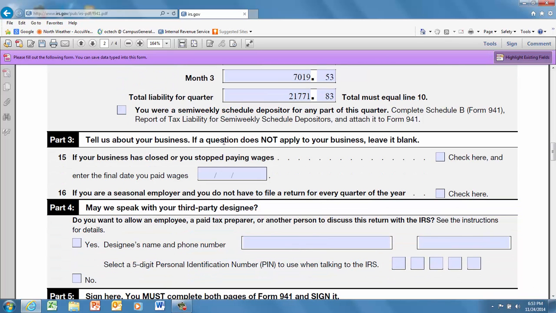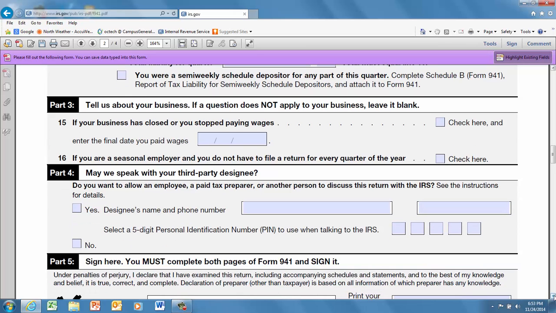Part 3, tell us about your business. Has your business closed or you stopped paying wages? Then you would click here and enter the final date you paid wages. If you're a seasonal employer and you sell firecrackers, you're only open in the summer near July 4th, well, then you would click there and they won't send you a bunch of 941 forms that you don't really need.